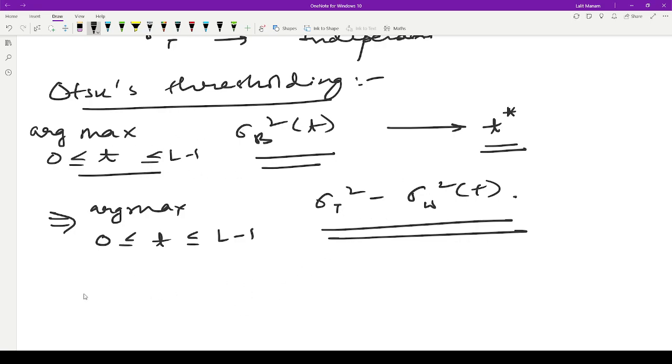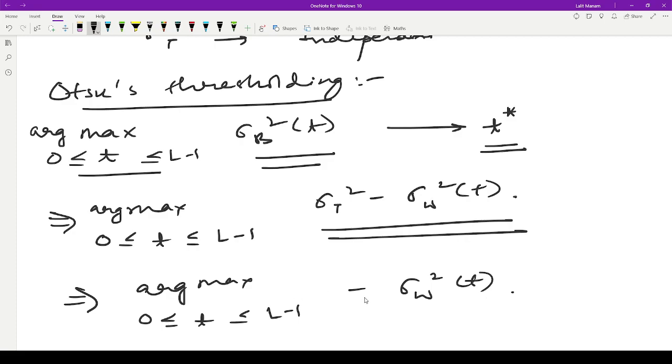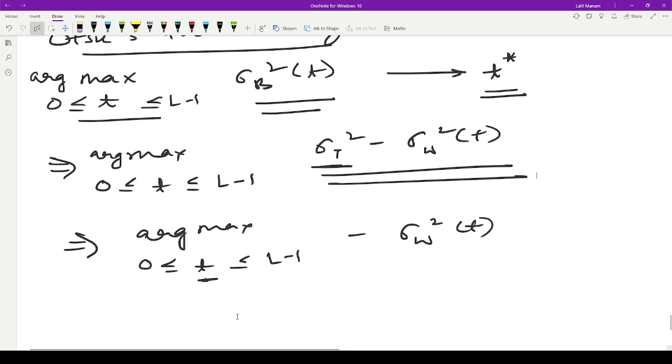So here, as we can see, this can again be equivalently written as argmax over 0 to L minus 1 of minus sigma w squared of T. Is it fine? Because sigma t squared is independent of T. So whether I add something or not, the argument will not change, right? The value of T will not change. Only the value of the function will change. Is this point clear? I guess it's clear. Yes, sir. Okay, fine.